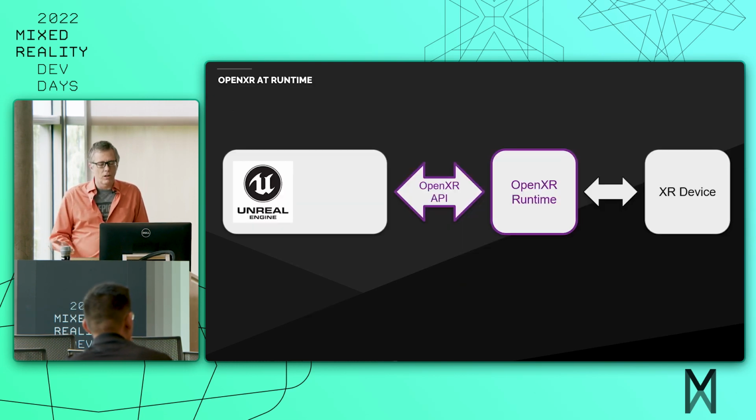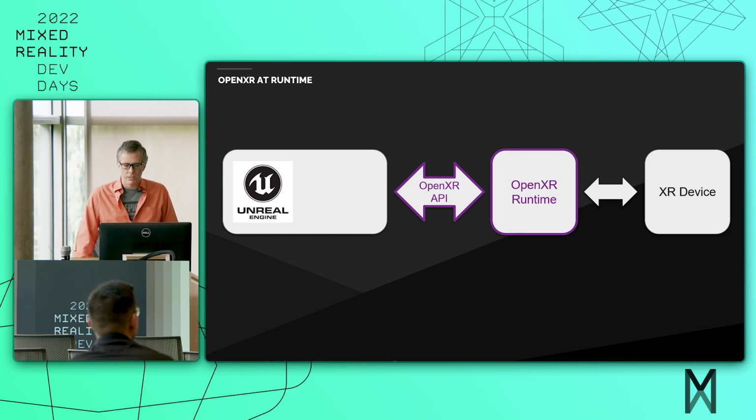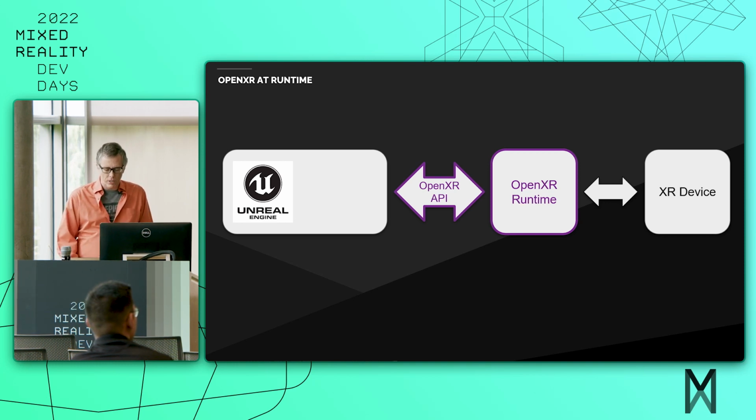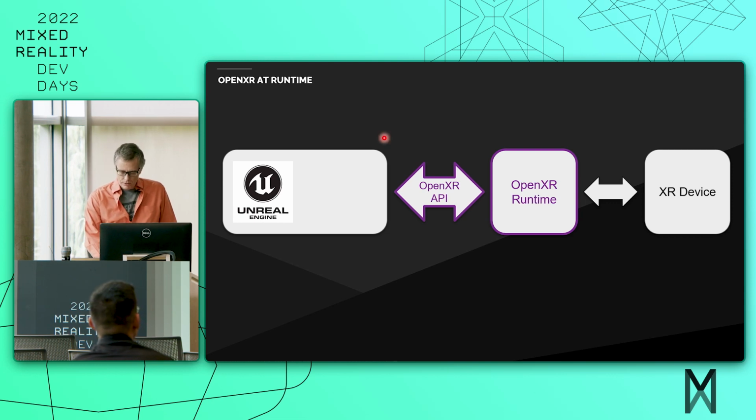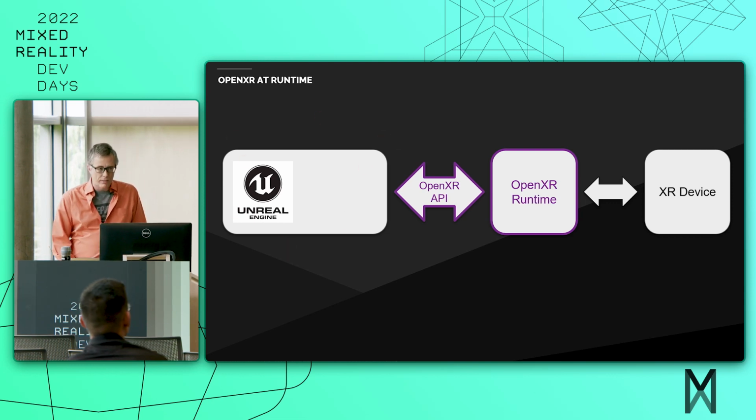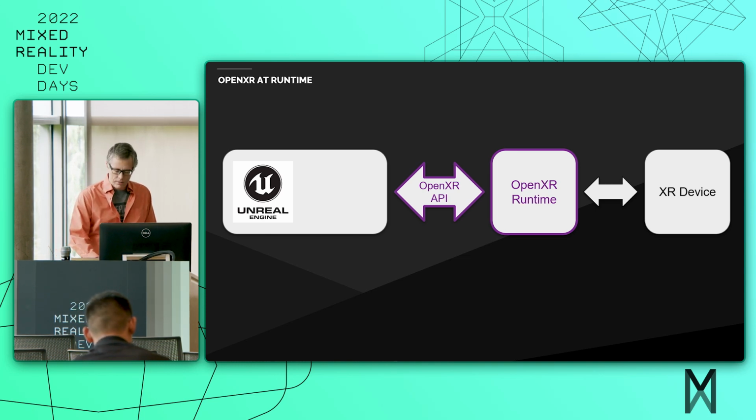So we have OpenXR, an API to be used in XR applications and implemented by XR platform holders. What's the structure of that at runtime? So there's three major elements. You have the application, in this case, an Unreal Engine-based application. This generates the virtual world a user will experience. Next, you have the OpenXR runtime. This implements the OpenXR API.